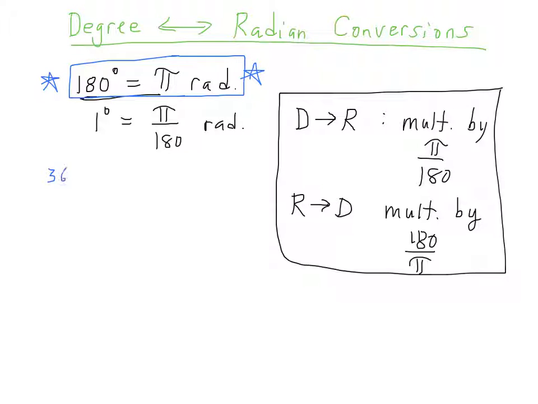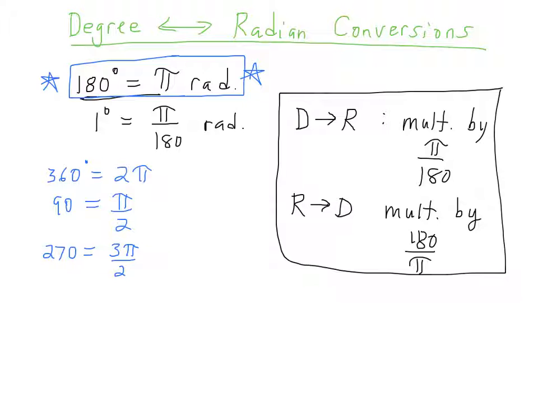So you should know that 360 degrees is the same as 2 pi. Now I'm going to start leaving off the RAD, but understand that I'm talking about radians, okay? So 360 is the same as 2 pi. You should know that 90 is the same as pi over 2. Again, we're talking about radians. Another popular one, which shows up with our graphs, 270 degrees is 3 pi over 2.